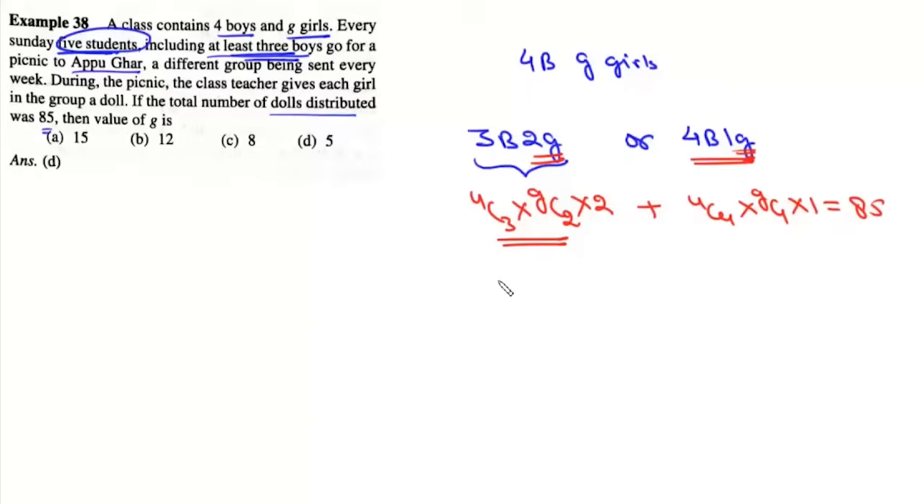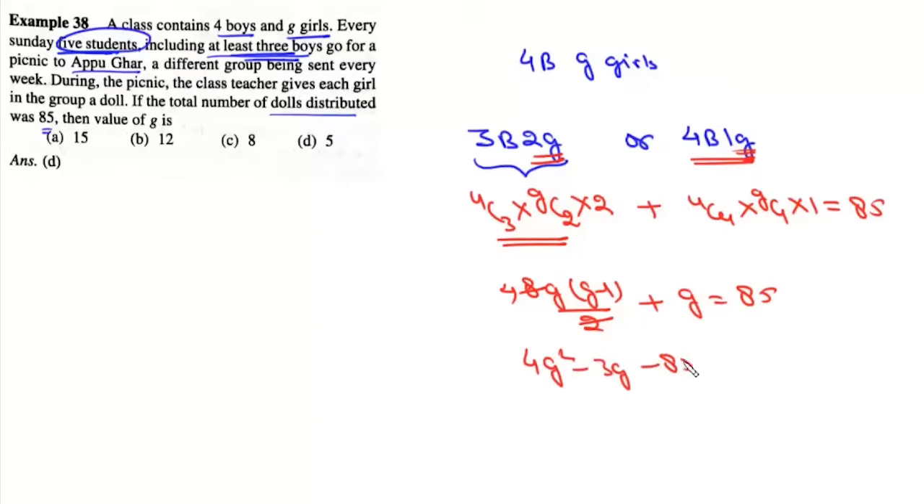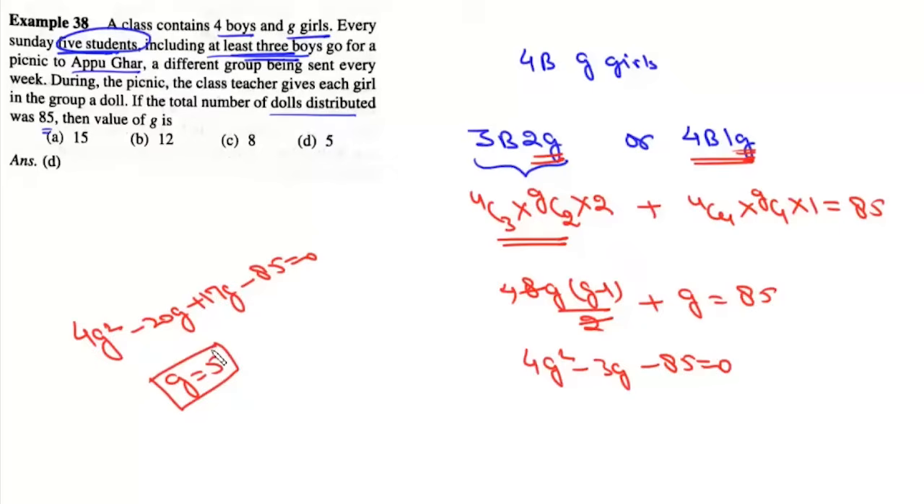is equal to 85. Now 4C3 is 4, 4 into 2 is 8. So this is 8G(G minus 1)/2 plus G, which is equal to 85. Now this is 4, so it will be 4G square minus 3G minus 85 equals 0, which is 4G square minus 20G plus 17G minus 85 equals 0. That means the value of G is simply 5. So the number of girls in the class is 5, and that's your option B.